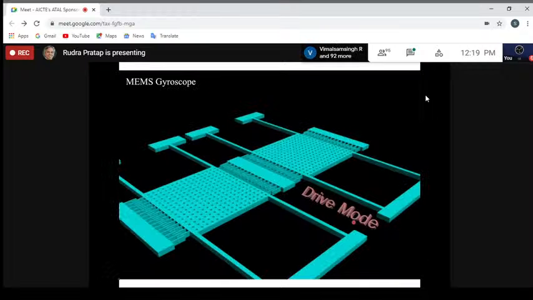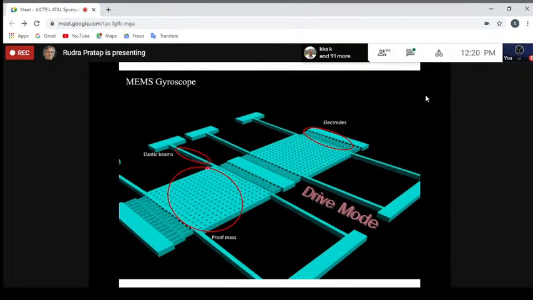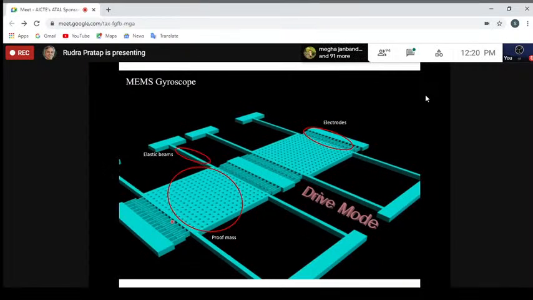So if you have linear actuated motion, and perpendicular to that you have rotation, then you will have an acceleration acting on it, which will deflect the structure perpendicular to both these motions. So let's see how that works. You have here a proof mass, and these are elastic springs, I mean, the beams which are acting as springs. You can actuate it by applying voltage to these comb drives.